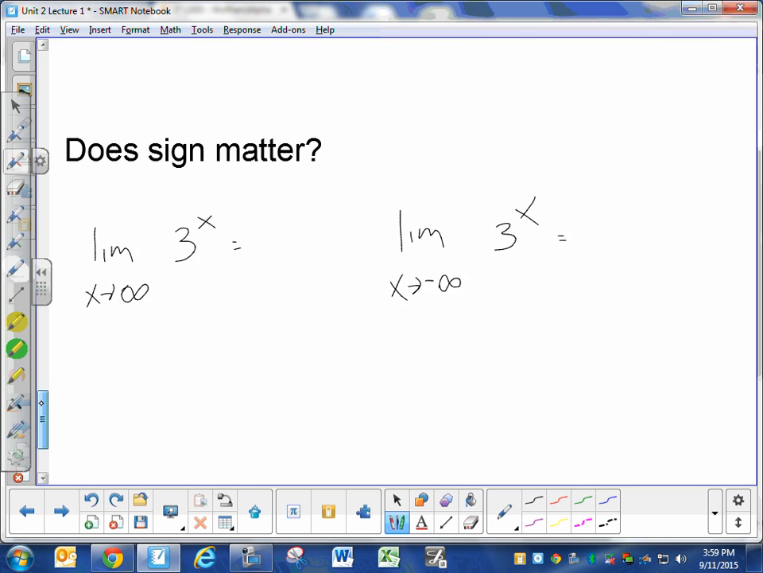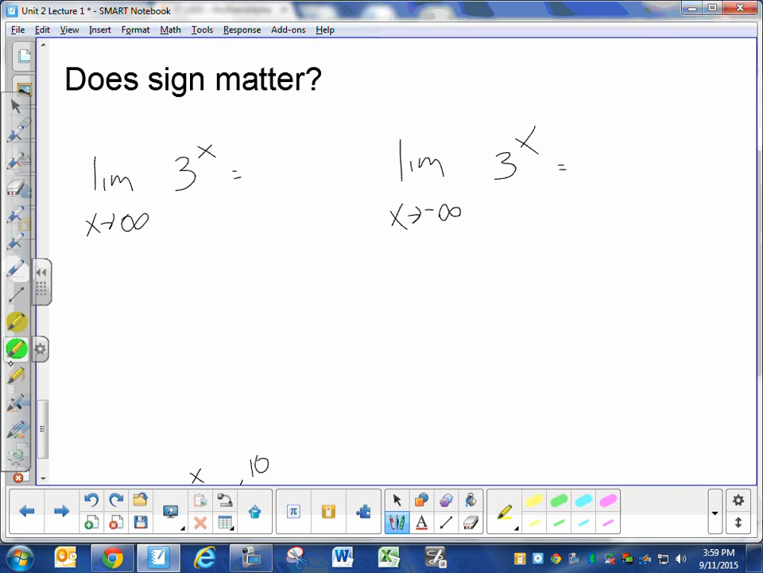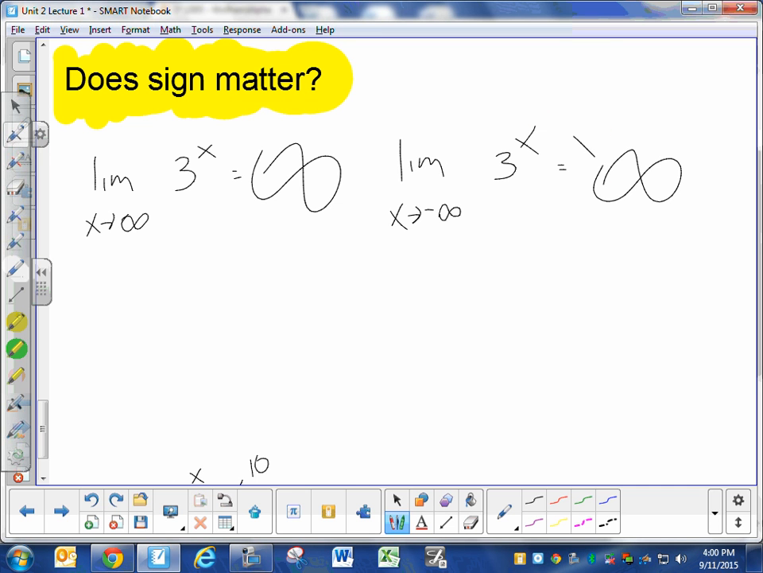But here's what's really, really important. And if you're watching this video, I'm very glad that you're watching, because you're going to understand this and you're never going to make this mistake on a quiz or on future test questions. And that is, does sign matter when you have a number to a variable power? Let's think about it. If I plug in bigger and bigger positive values for x, 3 to that bigger value, that infinity, is going to be some huge value. But what if I plug in bigger and bigger negative values into x? Is this going to also be infinity? Is it going to be negative infinity?